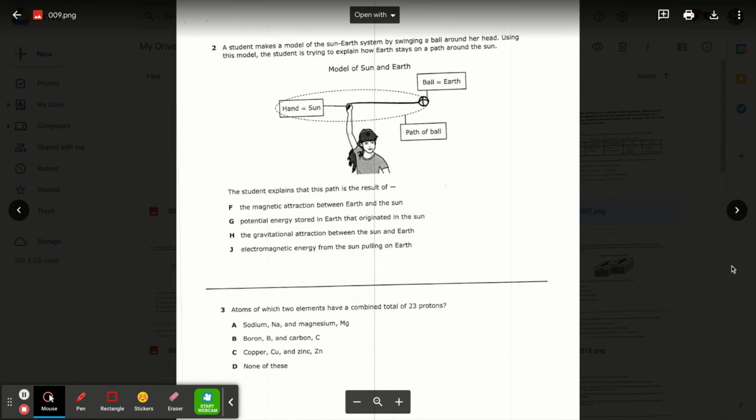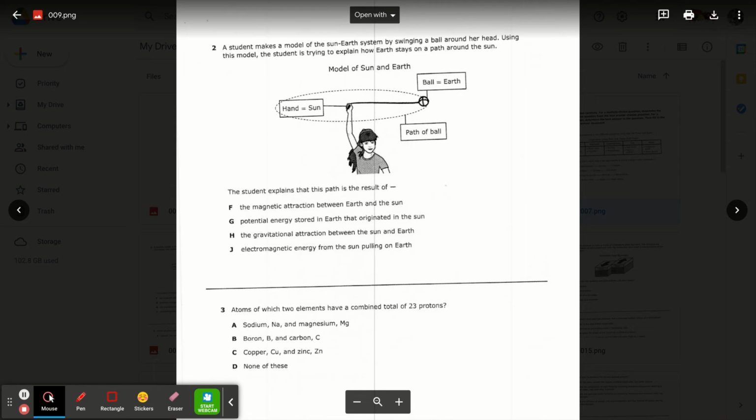Number 2, a student makes a model of the Sun-Earth system by swinging a ball around her head. Using this model, the student is trying to explain how Earth stays on a path around the Sun. The student explains this path is the result of magnetic attraction between Earth and the Sun.